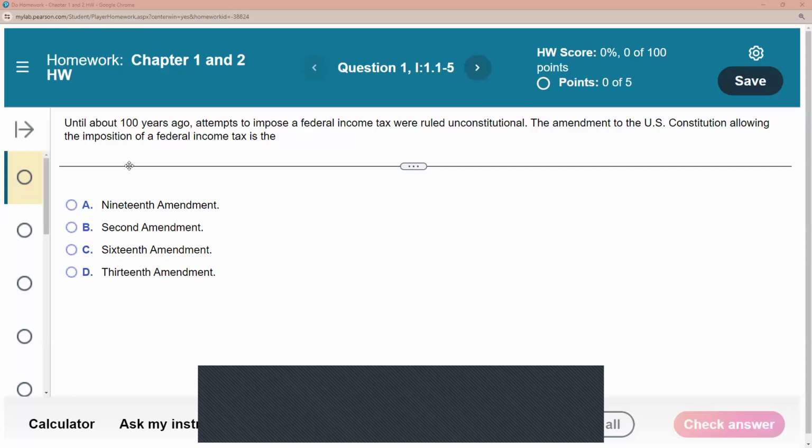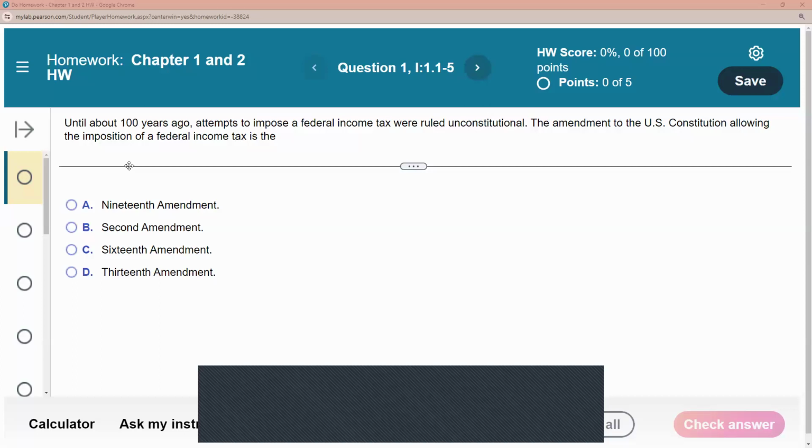And what essentially happened is that the 16th Amendment is one sentence, and it basically gives the government the ability to tax individuals. The 16th Amendment to the Constitution of the United States states the following: the Congress shall have the power to lay and collect taxes on incomes from whatever source derived, without apportionment among the several states and without regard to any census or enumeration.